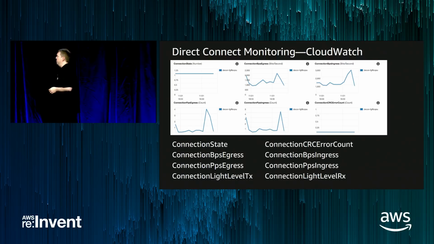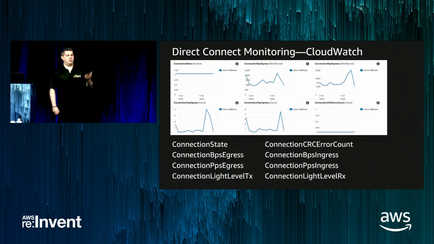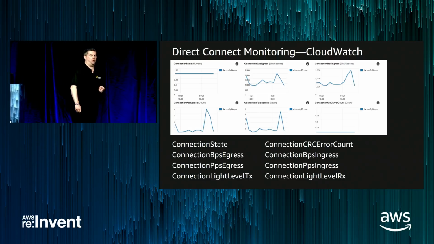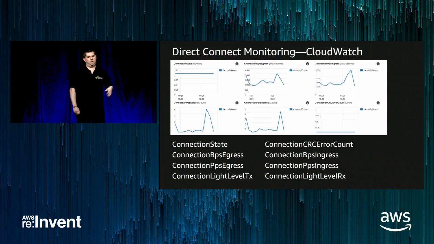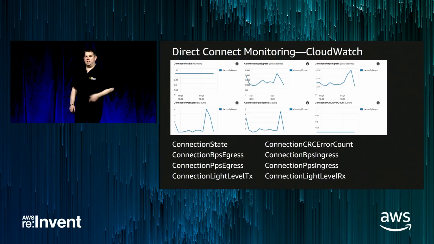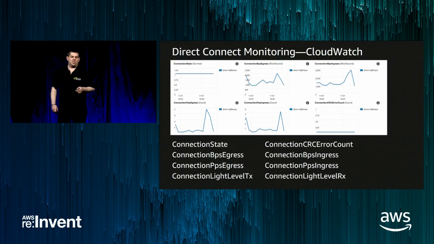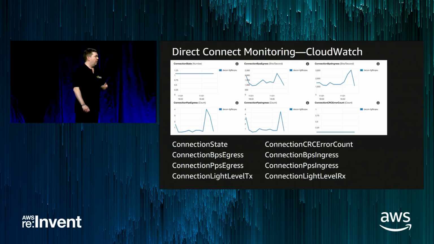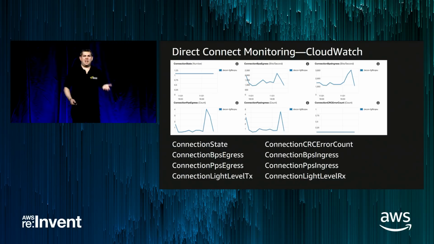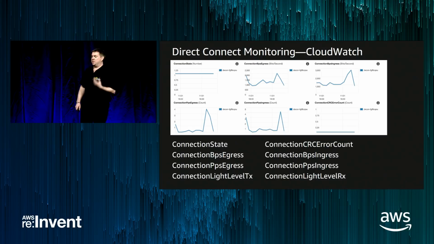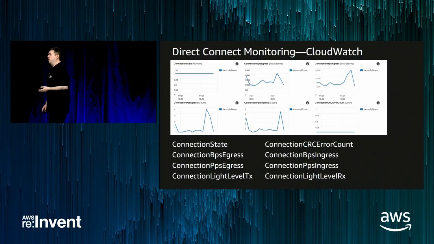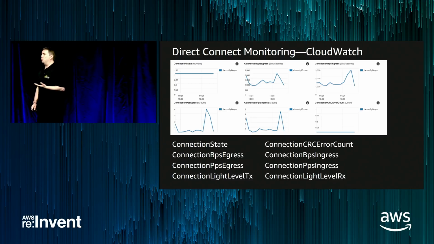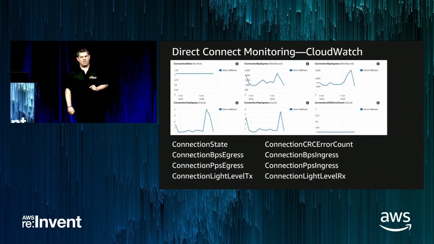So how do we monitor Direct Connect? Well, there's a whole bunch of CloudWatch metrics that we now publish for Direct Connect. We obviously have the connection state, so just like the VPN, you can create alarms based on whether we see the connection as up or down. We're then giving you various metrics around data transfer, around potential error count, and on 10 gig connections, we also provide you with visibility of the light levels that we're seeing on the interfaces. So these are really useful for monitoring and diagnosing potential problems you might be having with your Direct Connect connection.